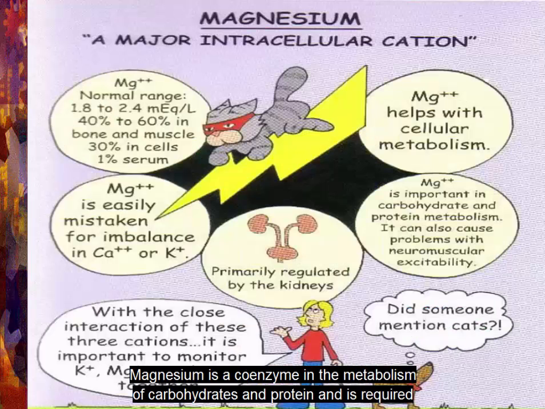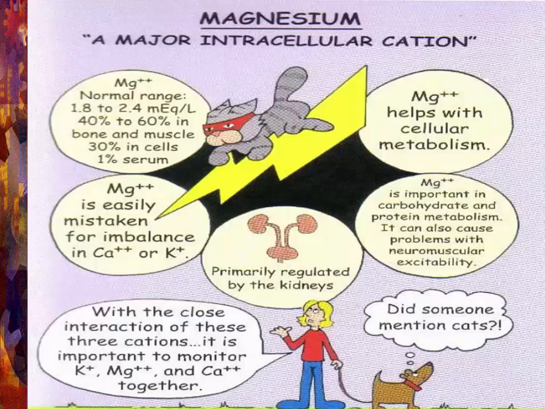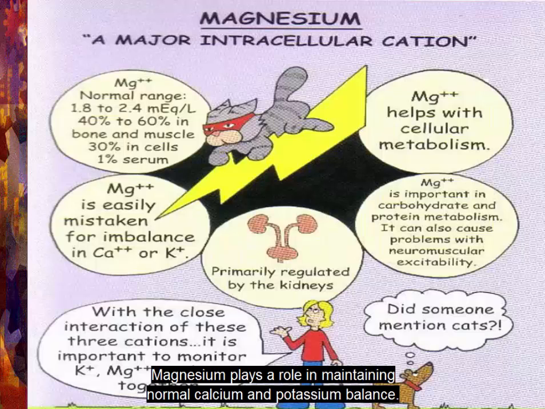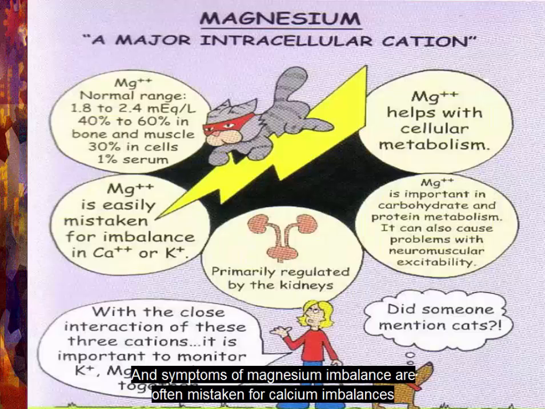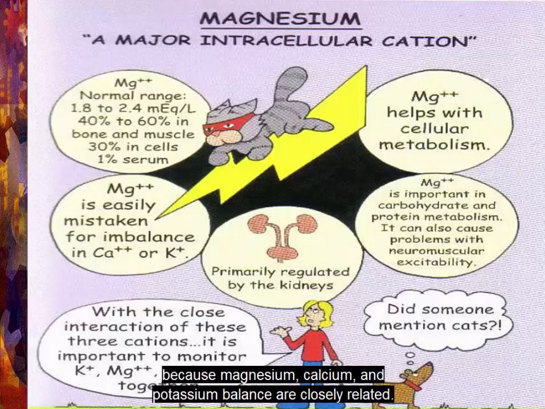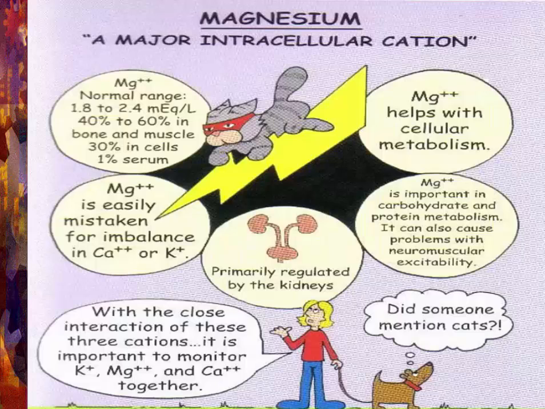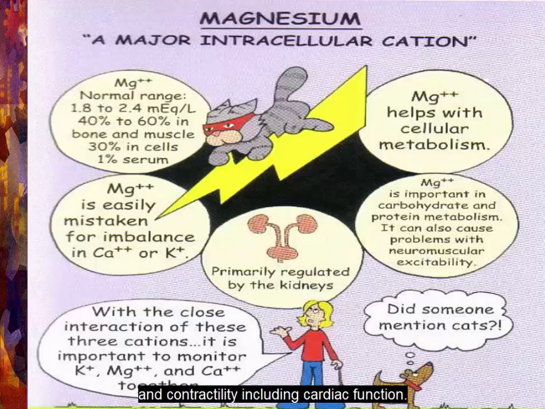Magnesium is a coenzyme in the metabolism of carbohydrates and protein and is required for the synthesis of nucleic acids and protein. Magnesium plays a role in maintaining normal calcium and potassium balance, and symptoms of magnesium imbalance are often mistaken for calcium imbalances. Because magnesium, calcium, and potassium balance are closely related, you should assess all three cations together. And alterations in serum magnesium levels profoundly affect neuromuscular excitability and contractility, including cardiac function.